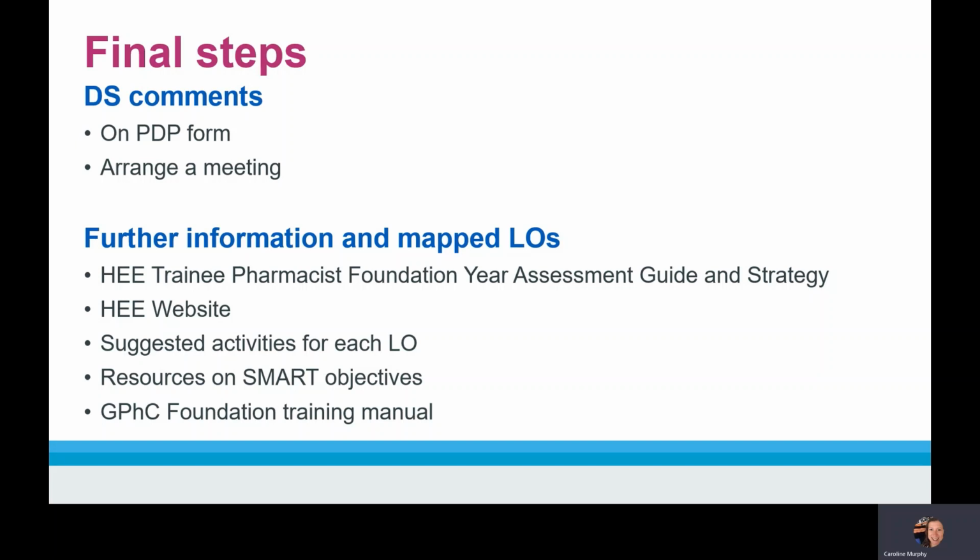For further information, please see the HEE Trainee Pharmacist Foundation Year Assessment Guide and Strategy on the HEE Trainee Pharmacist website. Within the guide, there are suggested activities for each of the learning outcomes, which should help develop the PDP. There are other resources available as well, such as on SMART objectives. For more information on the GPHC learning outcomes, please have a look at the GPHC Foundation Training Manual on the GPHC website.